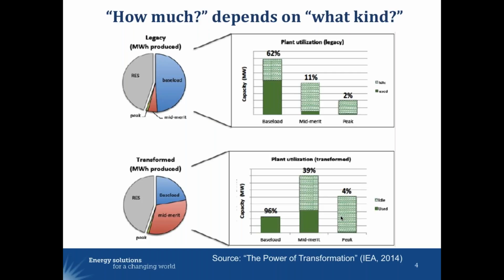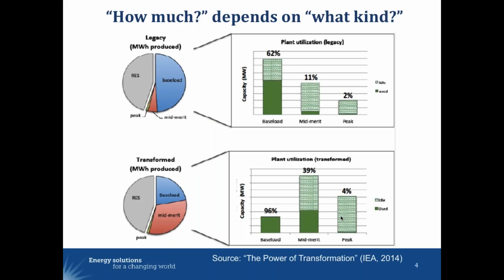Mid-merit plant is running at very low load factors, which is also not a sustainable situation, and peak is running the way peak normally runs. And this is the mantra that one often hears from the generation and the utility industry and from a lot of utility planners, that in a high renewable system, the generation investment in generation can become unsustainable.